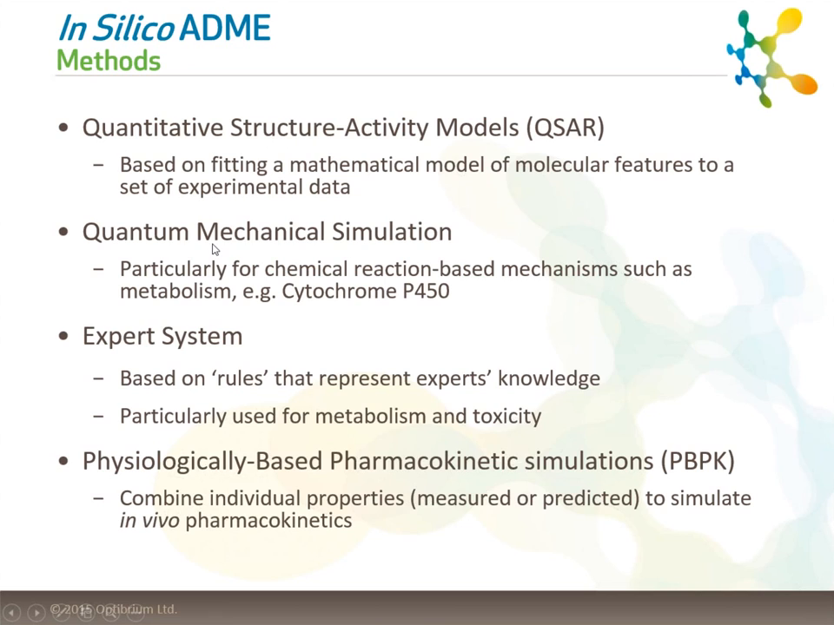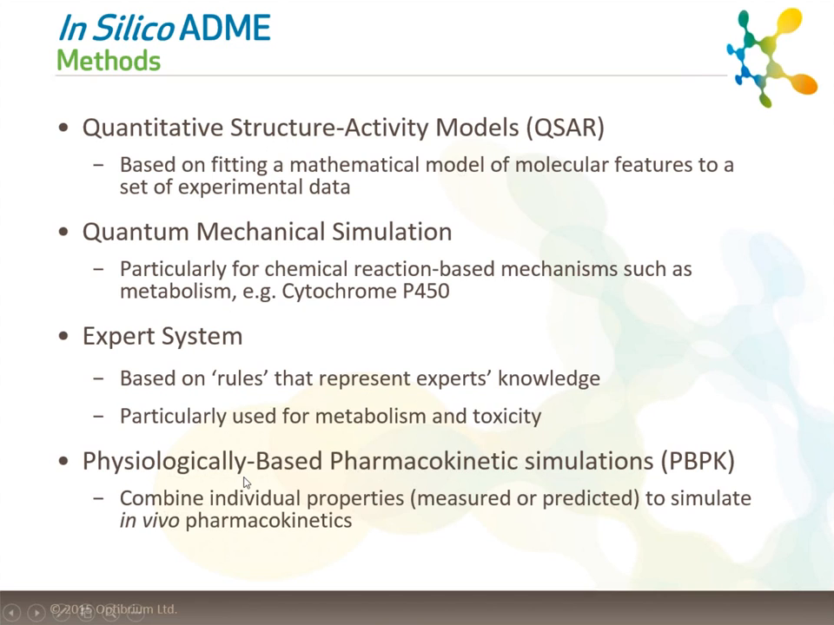Other approaches include quantum mechanical simulations, where we're trying to understand reaction mechanisms and predict those, particularly for properties such as metabolism, for example, by cytochrome P450. That's another area that we work in, but it's not something we're going to focus on today. Expert systems are based on rules that represent experts' knowledge, and these are particularly used for identifying sites of metabolism and metabolites and structural alerts, if you like, for toxicity.